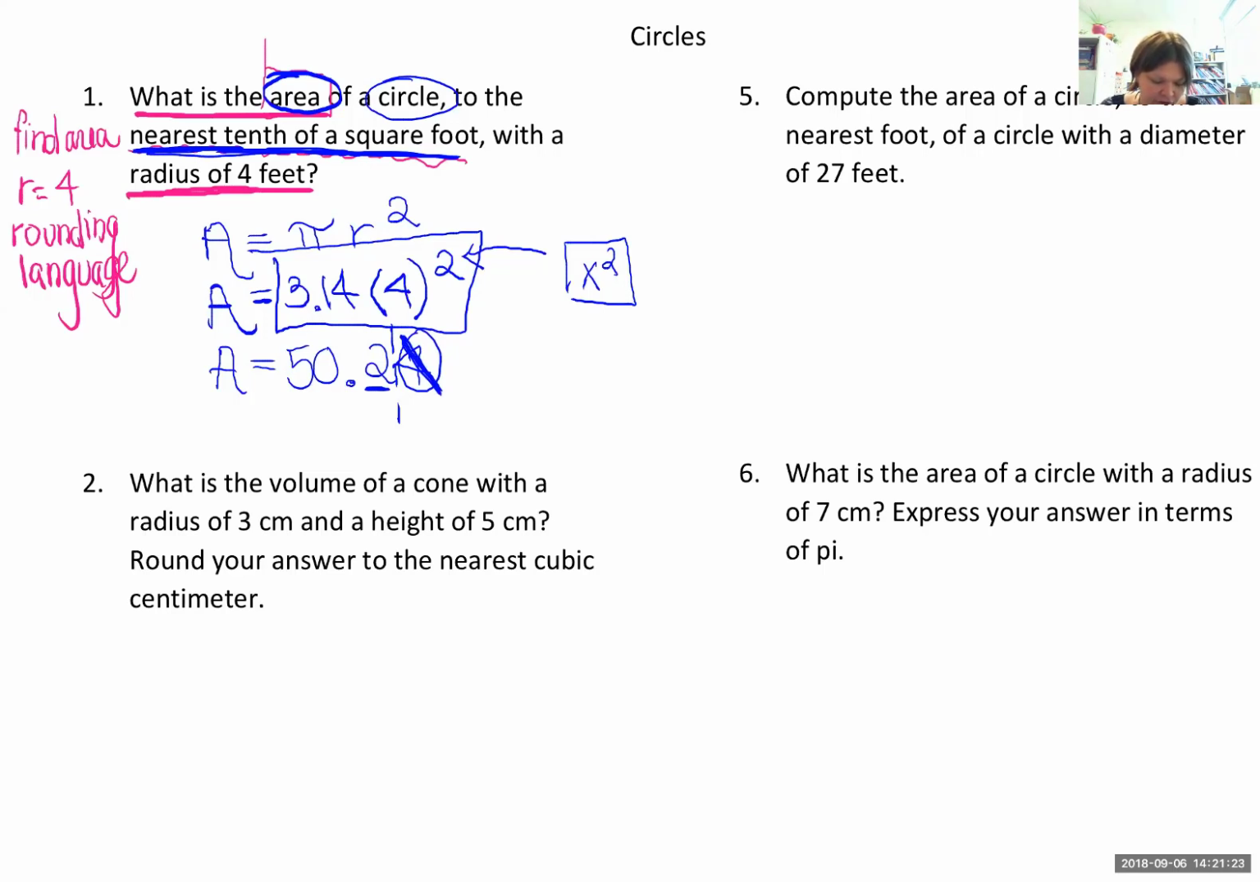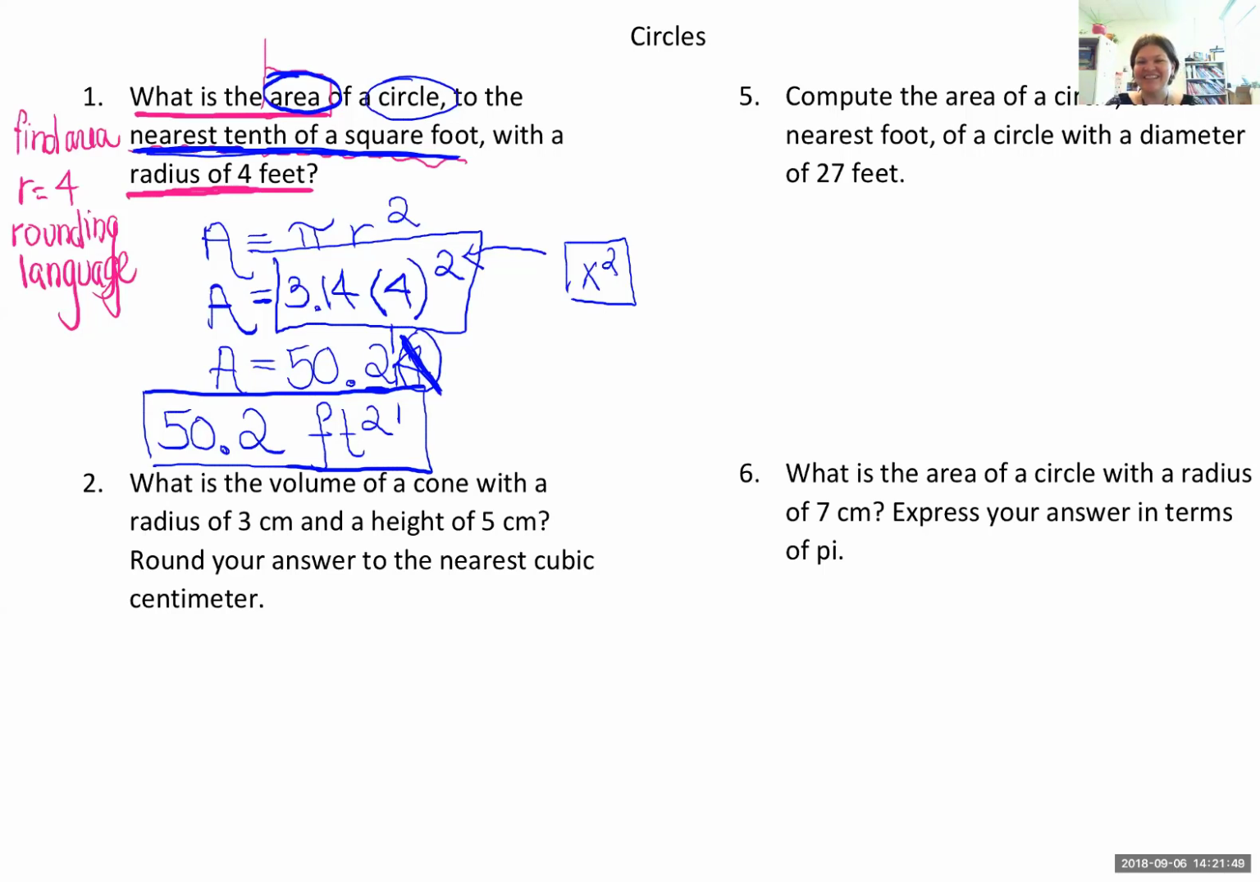So it'll drop off without making a difference. And we'll call that 50.2. 50.2 what? Well, we were finding area, so it's going to be measured in square feet. Very simple. Can these problems get trickier? Yeah. They sure can.